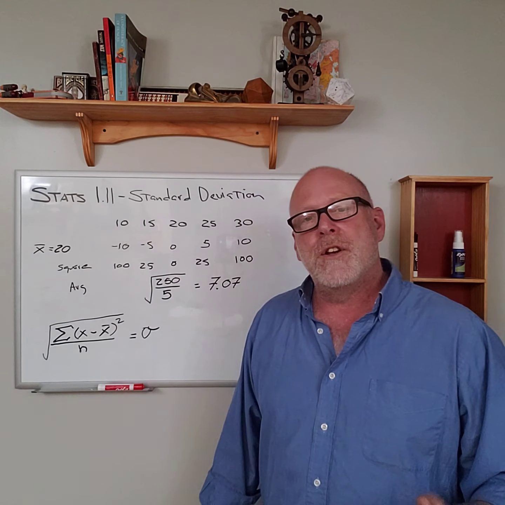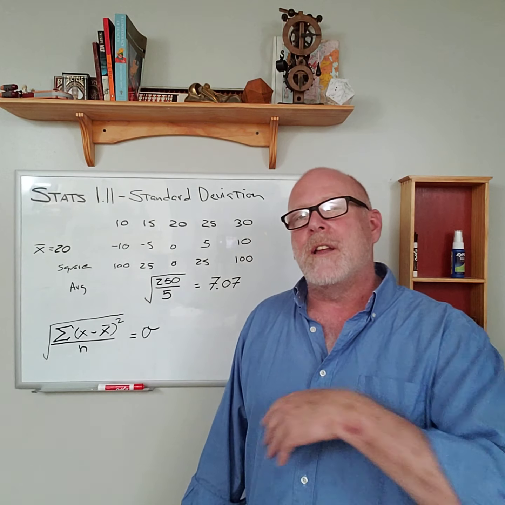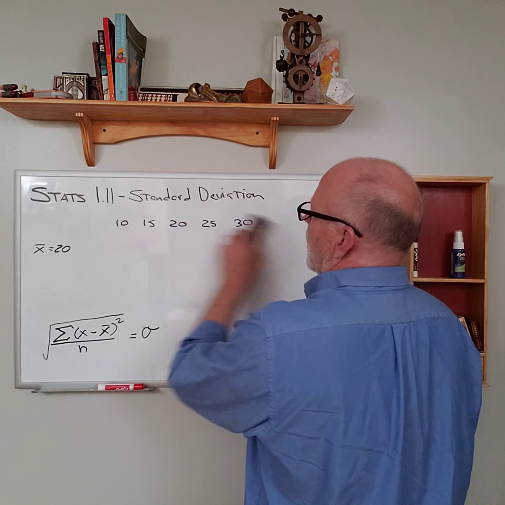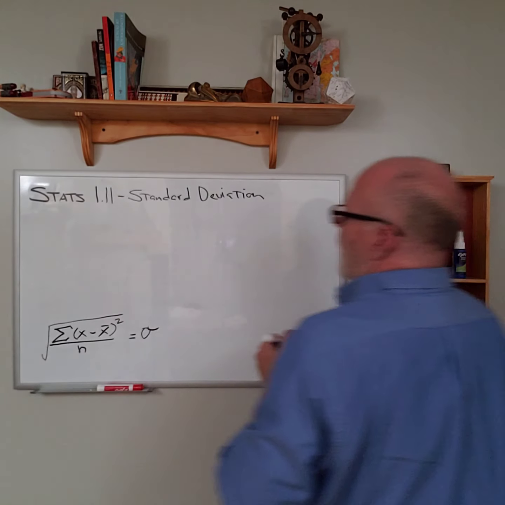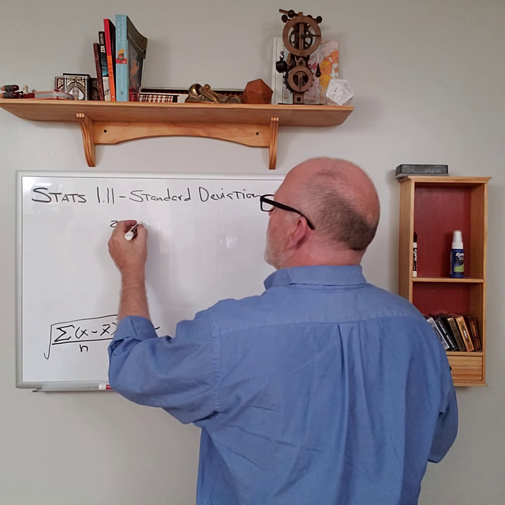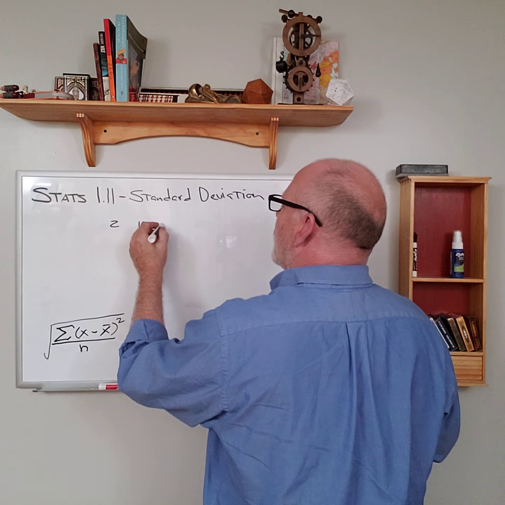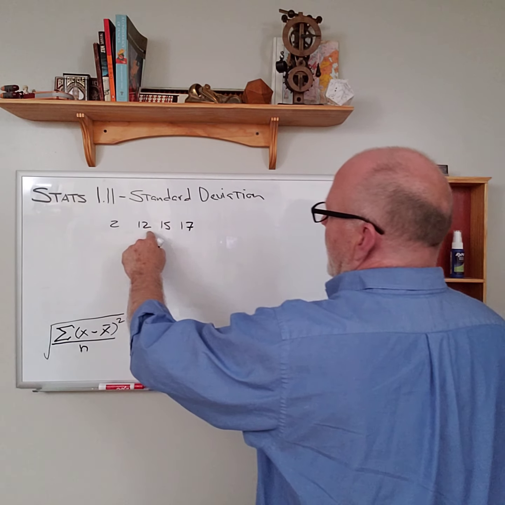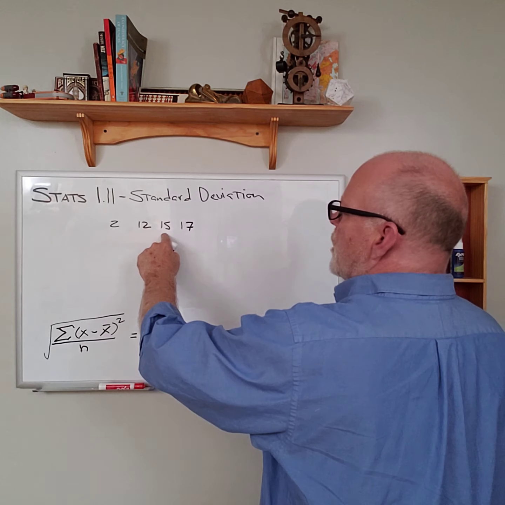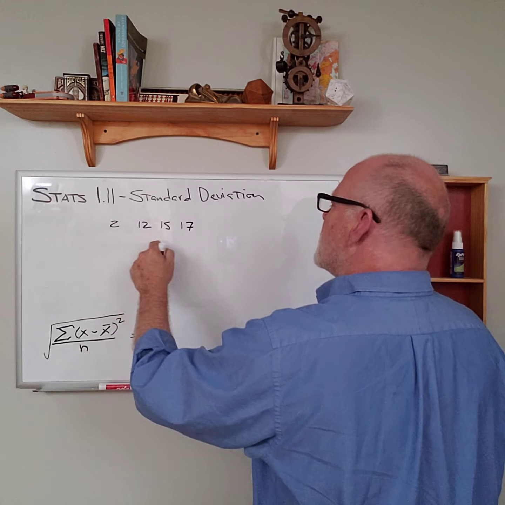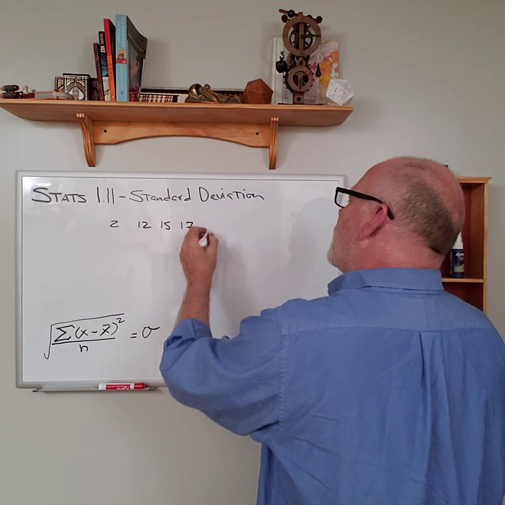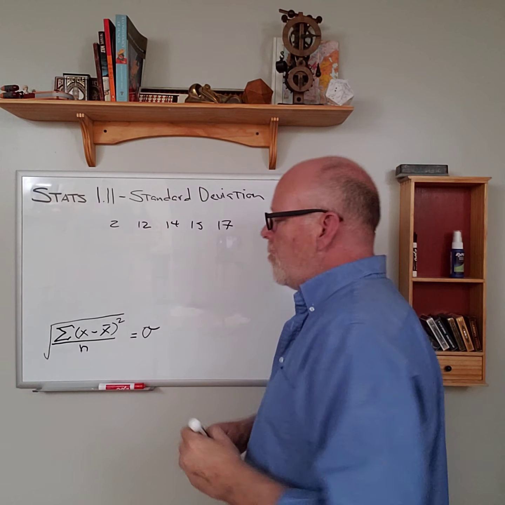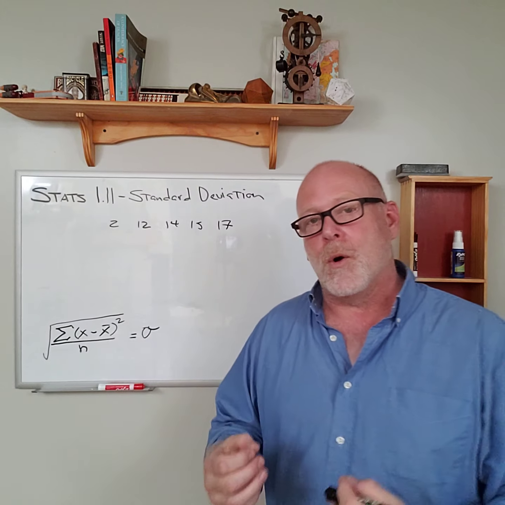I'm going to ask you to do this for a set of 5 numbers that work out relatively nicely. Let's do this one more time. I'm just going to throw up a few numbers here: 2, 12, 15, 17, and let's see, 17 and 15 is 32, 44, 45, 46. Let me put a 14 in there. It's much easier if the mean comes out to be a whole number.